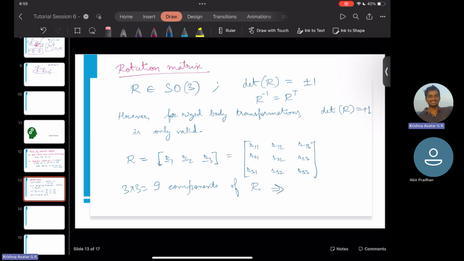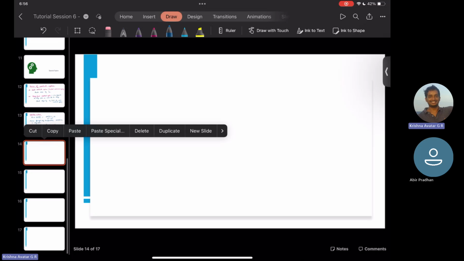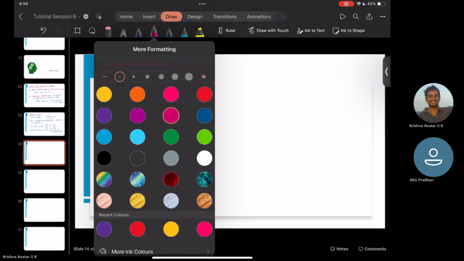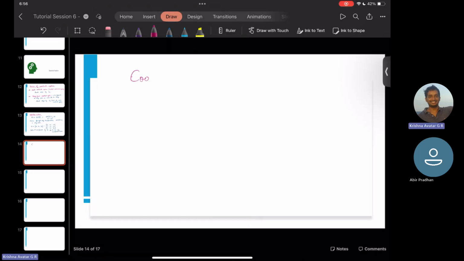And we later learned that R has only 3 independent coordinates. We later learned why, right? So till we have reached this point, now let's start with what we planned to discuss today. So we'll start with coordinate systems, coordinate transformations.